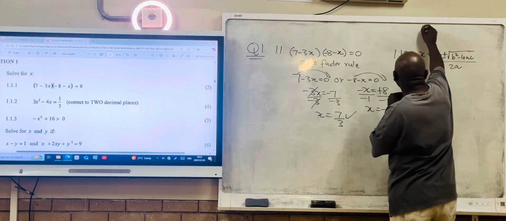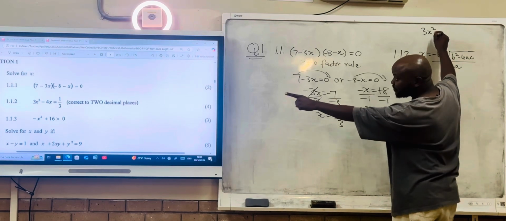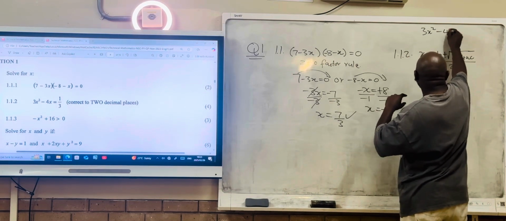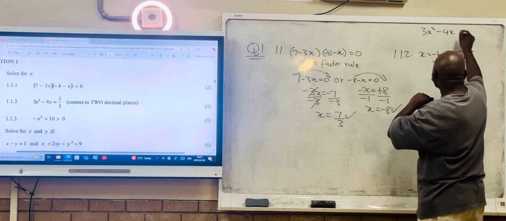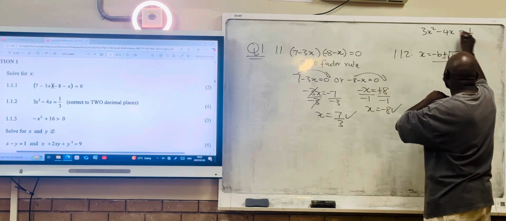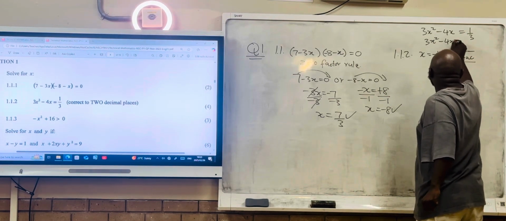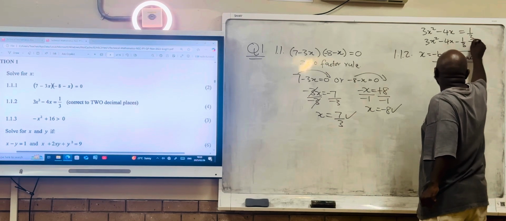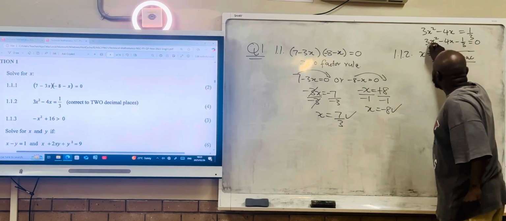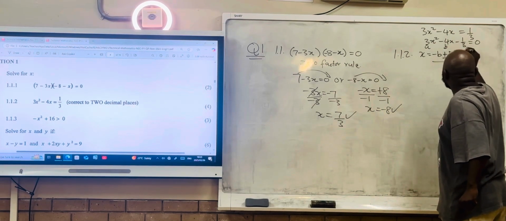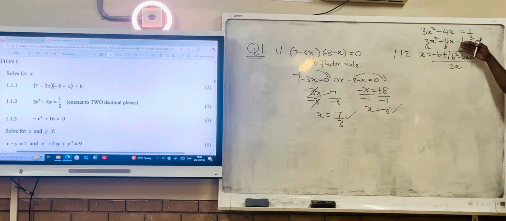We're given 3x squared minus 4x is equal to 1 divided by 3. So we have 3x squared minus 4x minus 1 divided by 3 is equal to 0. This gives the value of a, the value of b, the value of c. We are just cutting and pasting, which is our first mark for this question.